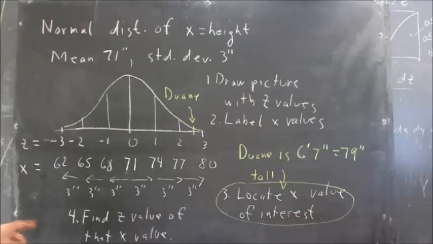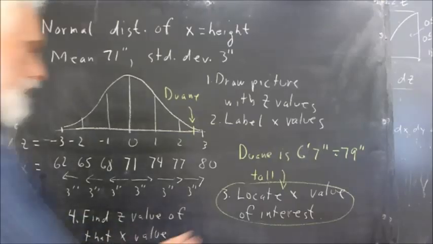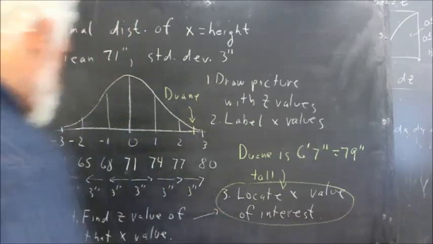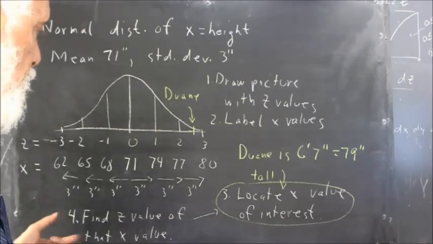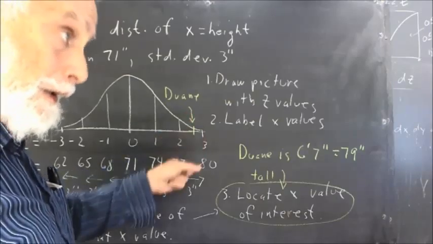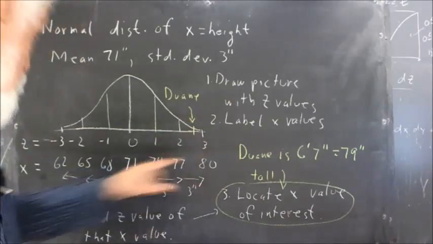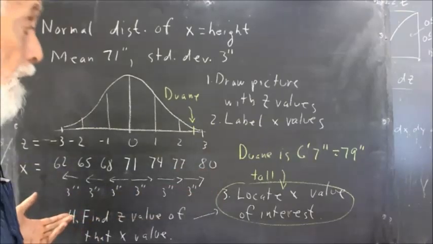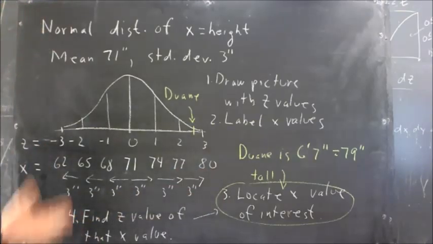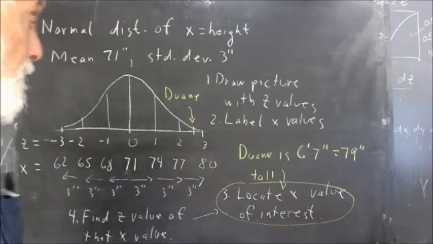And now there's a fourth step, which is to find the z value of that x value. By that x value, that means the x value we have here. So we want to find the z value. Now, what's the z value? Well, we can see that the z value of Dwayne's height is between 2 and 3, because right here's our z table. Can we figure out more accurately what the z value is? Just where is it between 2 and 3?